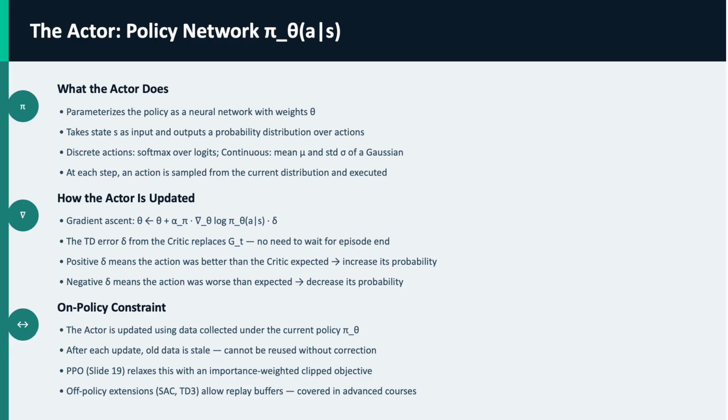The sign of delta drives the direction. Positive delta increases the probability of the taken action. Negative delta decreases it. The actor also operates under an on-policy constraint. It must use data from its current policy. PPO relaxes this with an importance weighted objective, which we cover in upcoming slides.